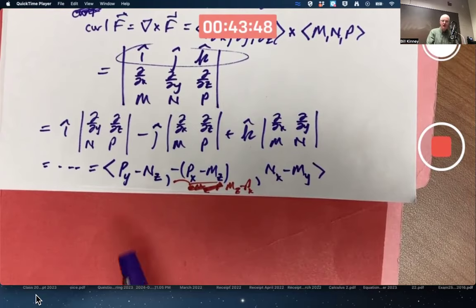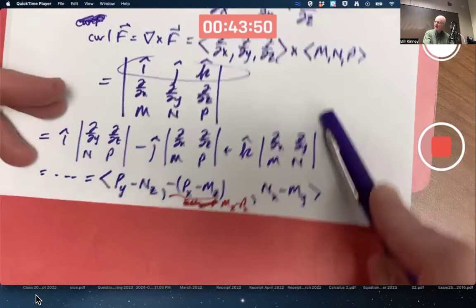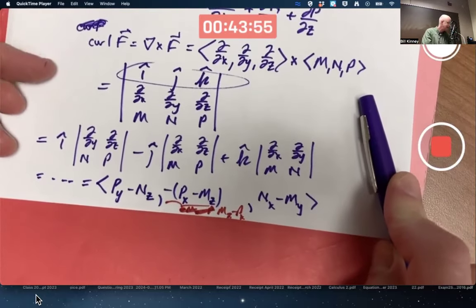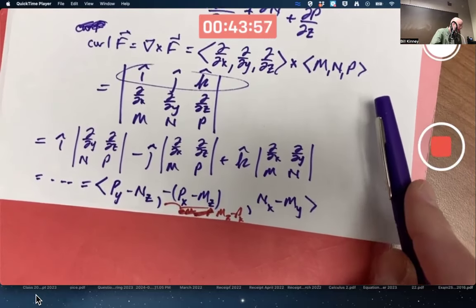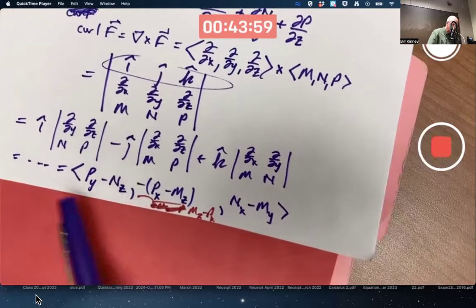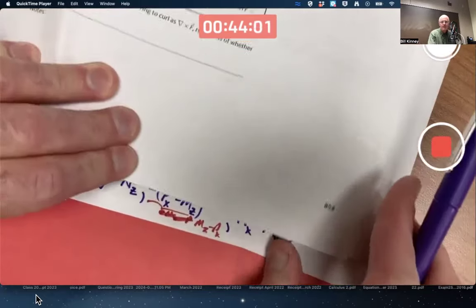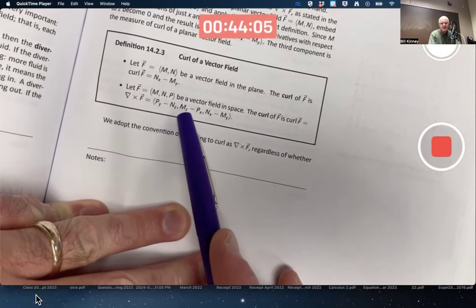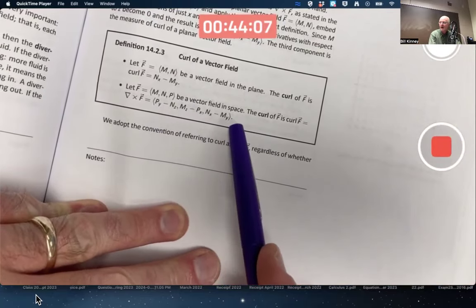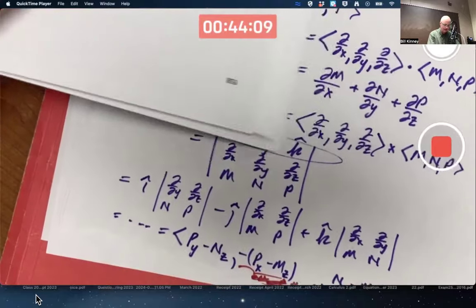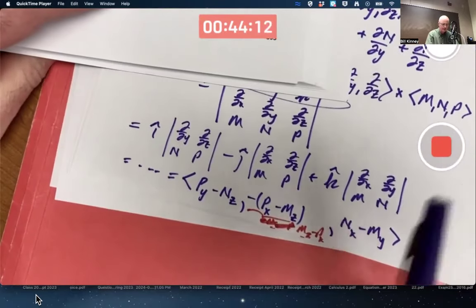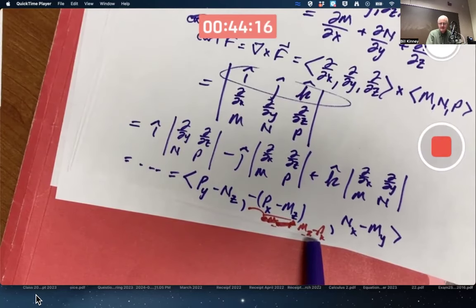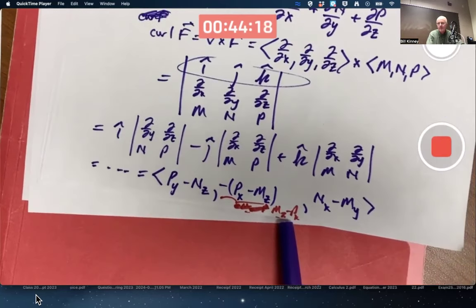Now you can compute the curl without doing all this stuff, but I wanted to redo it to show you can. It does match the formula in the book without doing all that stuff. Yep, I'm looking right here: py minus nz, mz minus px, nx minus my. That is what I have here after simplifying that one. That's a z, by the way, where I'm pointing there.